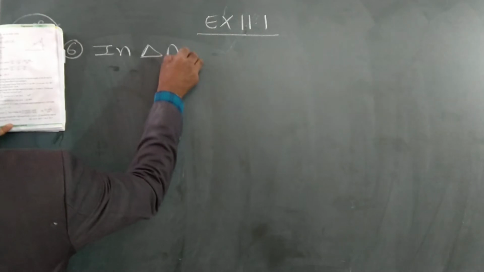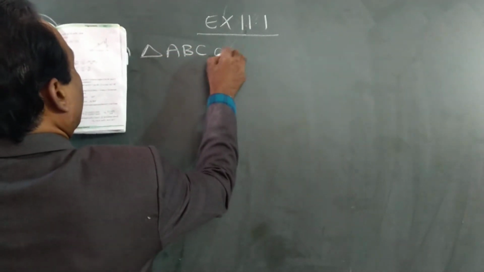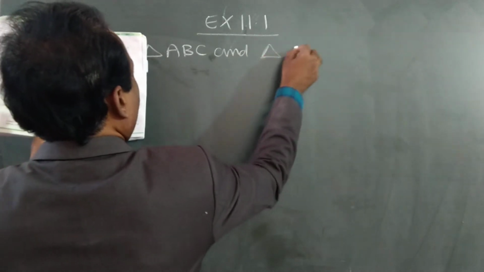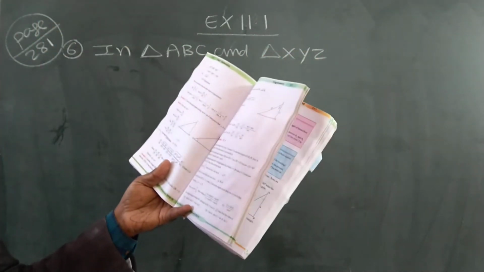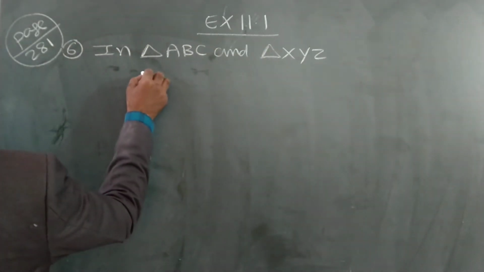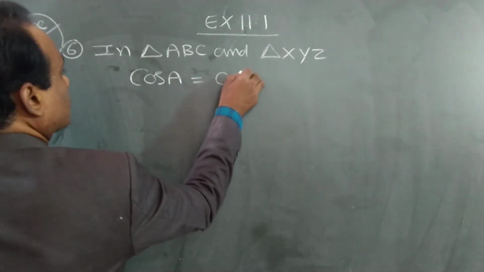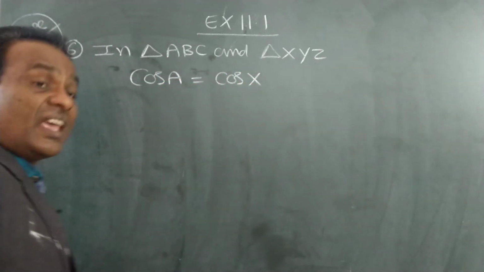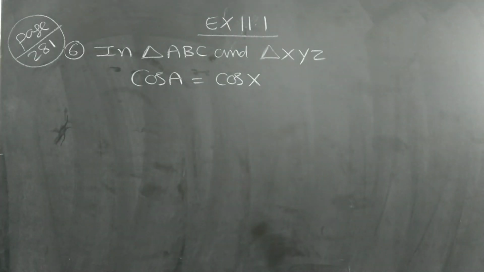In triangle ABC, write the 6th problem. In triangle XYZ, angle A and angle X are acute and cos A is equal to cos X. Cos A is equal to cos X. Show that angle A is equal to angle X. Students, write the problem.